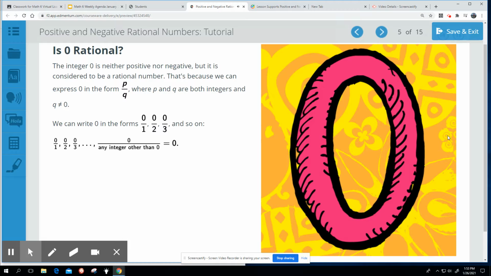We can write 0 in the forms 0 over 1, 0 over 2, 0 over 3, and so on. 0 over any integer other than 0 equals 0.